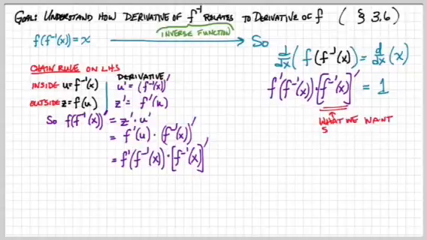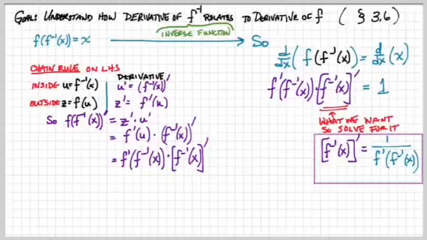because what we're really interested in finding is the derivative of f inverse of x. So that's what we want to solve for, and we're going to do that by dividing both sides by this factor, f prime of f inverse of x. So we get that the derivative of f inverse is 1 over the derivative of f evaluated at f inverse of x. That may not sound too clear, but let me give you a couple of examples to see what I mean.